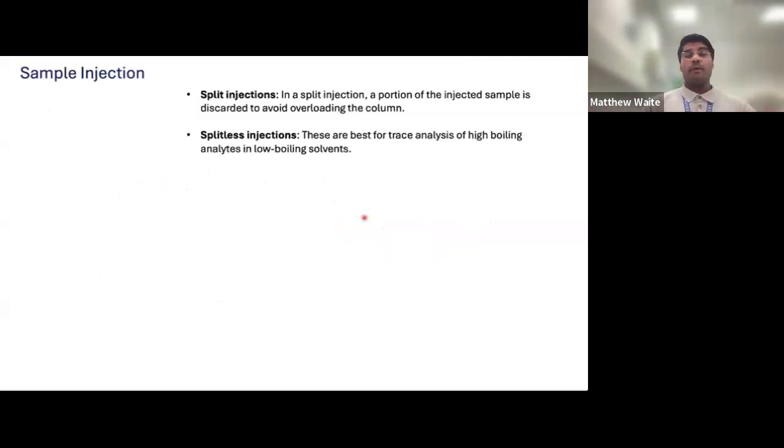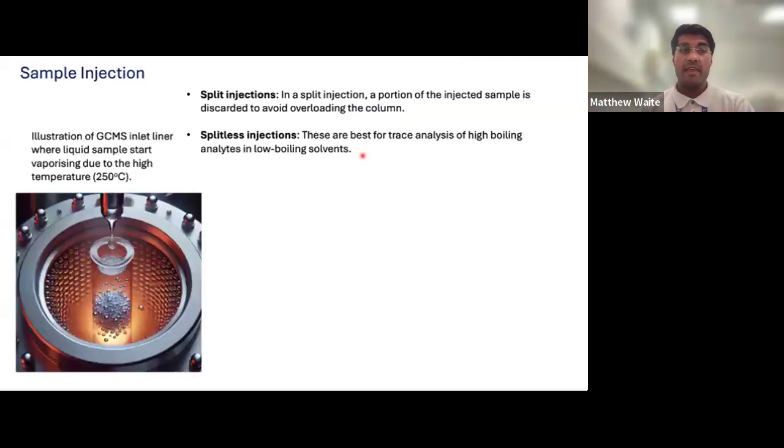I don't know if we need to know this, but there are two ways that I know of injecting samples into the GC. One is a split injection, where some of the sample is discarded. The other way is splitless, where some of the sample is not discarded. And this is how the sample enters the GC.